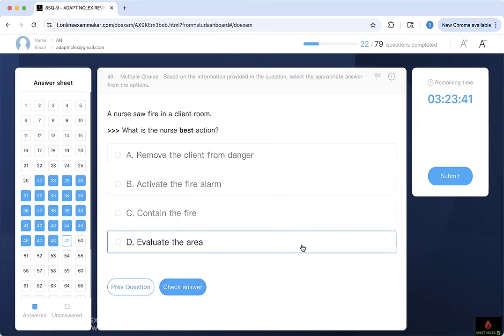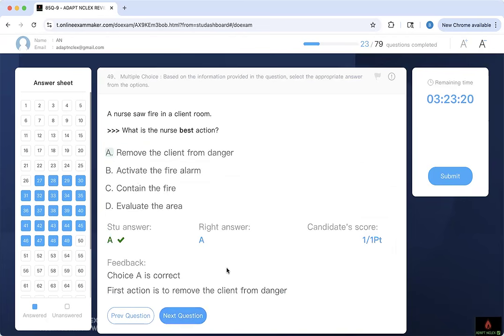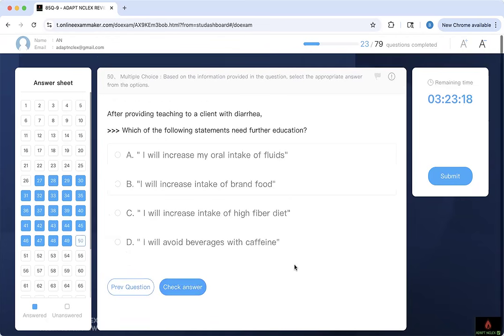And then: you see a fire in the client's room. What is the next best action? Rescue. Rescue. That's what it is. I see fire, I'm going to rescue. Remove the client from danger, activate the fire alarm, contain the fire, evaluate the area. The thing is rescue. So save somebody. I'm going to remove the person from there before I do anything.